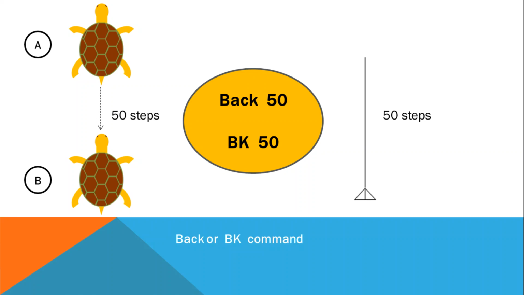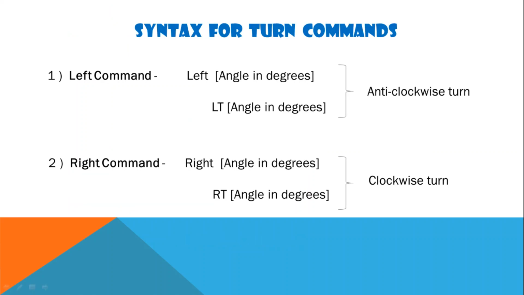Now, let us see syntaxes for left and right turn commands. For left turn, the syntax is LT or left followed by the angle in degrees by which we want our turtle to turn in the anti-clockwise direction. Similarly, for right turn, the syntax is RT or right followed by the angle in degrees to turn turtle in the clockwise direction. So let's have some examples for clear understanding.